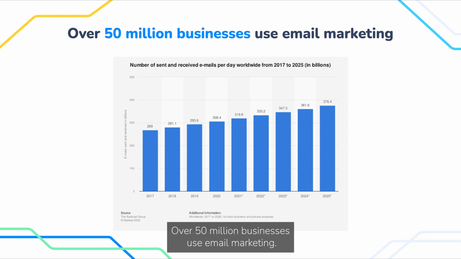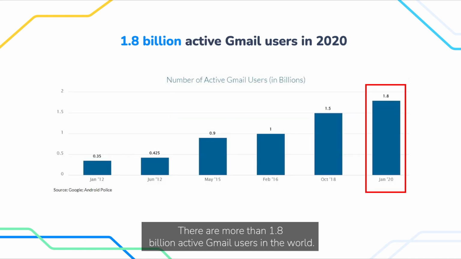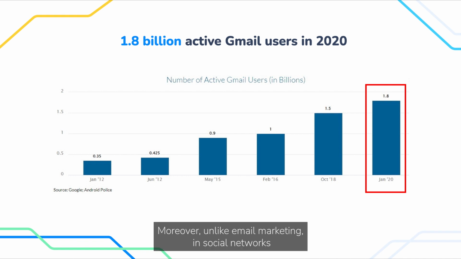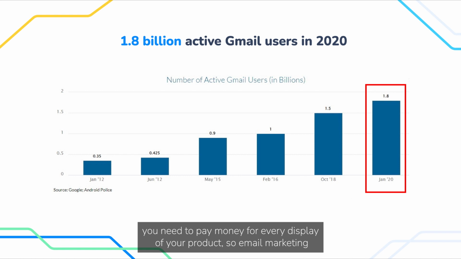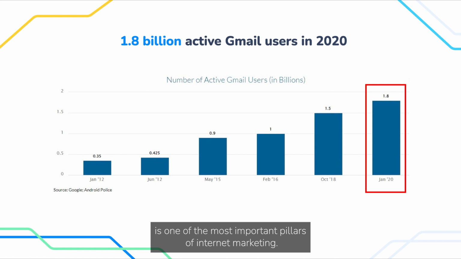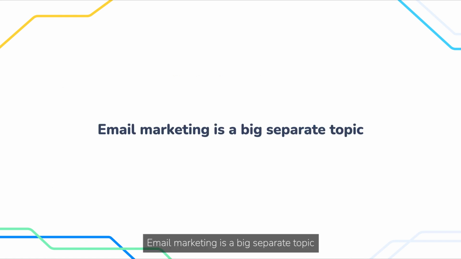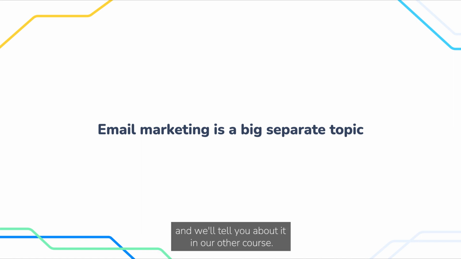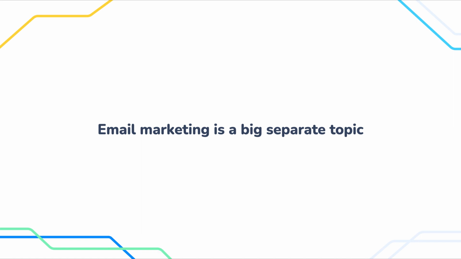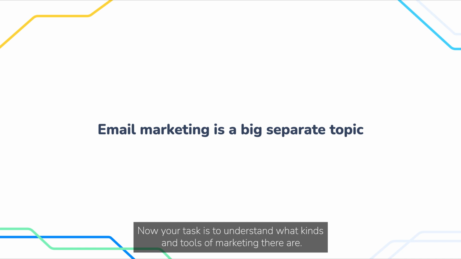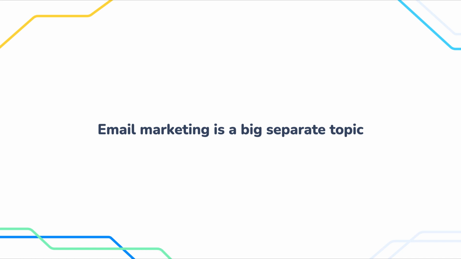Over 50 million businesses use email marketing. At first, you might think no one reads emails, but they do. There are more than 1.8 billion active Gmail users in the world. Moreover, unlike email marketing, in social networks you need to pay money for every display of your product. So, email marketing is one of the most important pillars of internet marketing. Email marketing is a big separate topic, and we'll tell you about it in other courses. Now your task is to understand what kinds and tools of marketing there are.